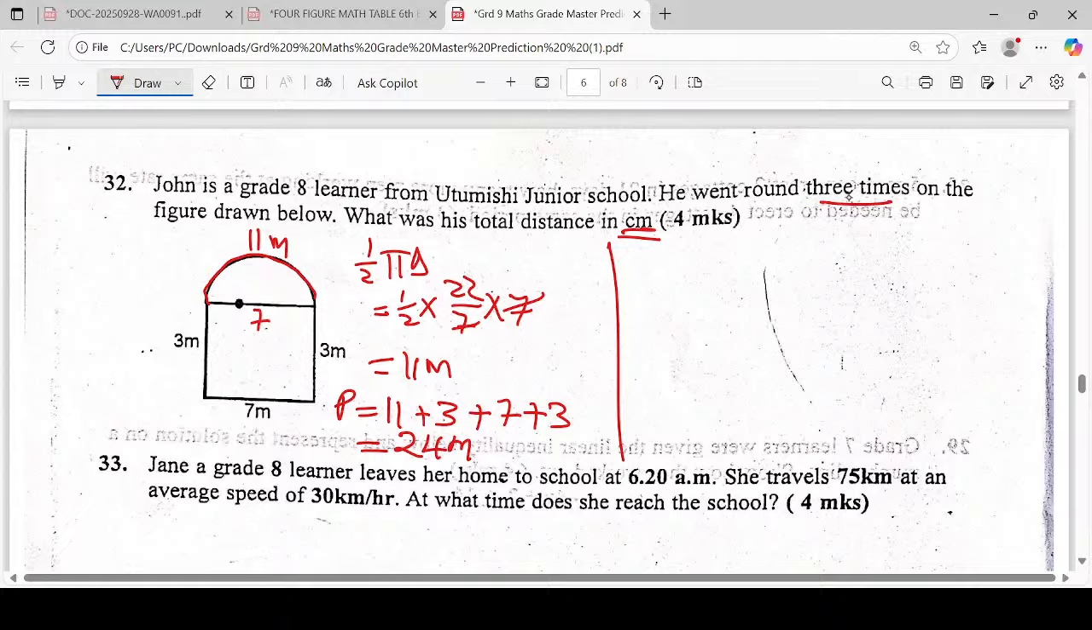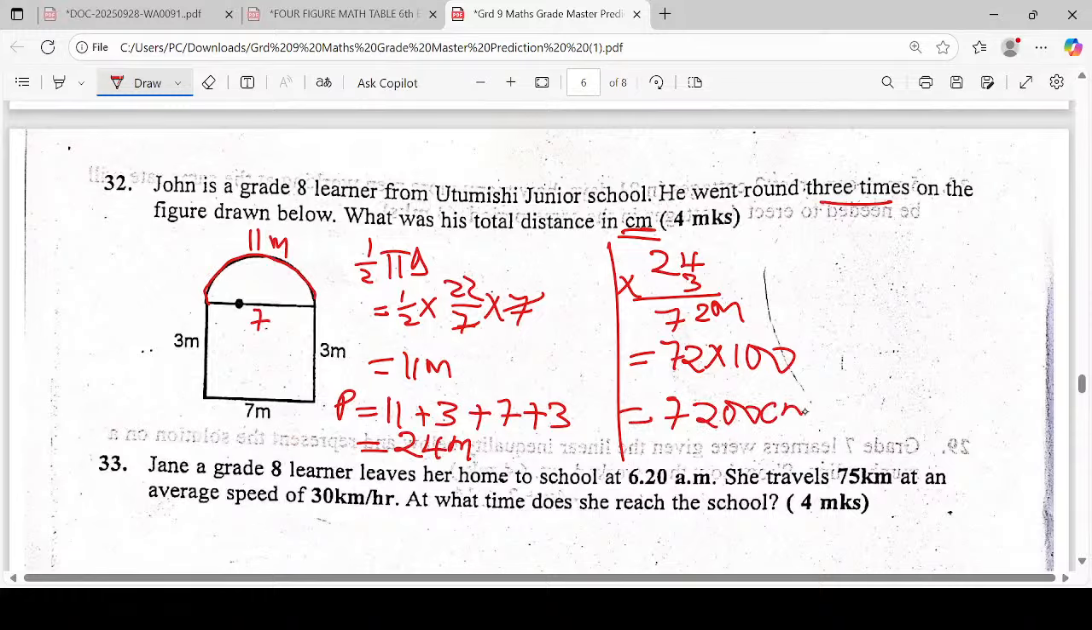But this person, John, went 3 times. So the total distance covered will be 24 multiplied by 3. This is 72 meters. Converting it to centimeters, you multiply that by 100. So 72 times 100. This will be 7,200 centimeters as the distance covered.